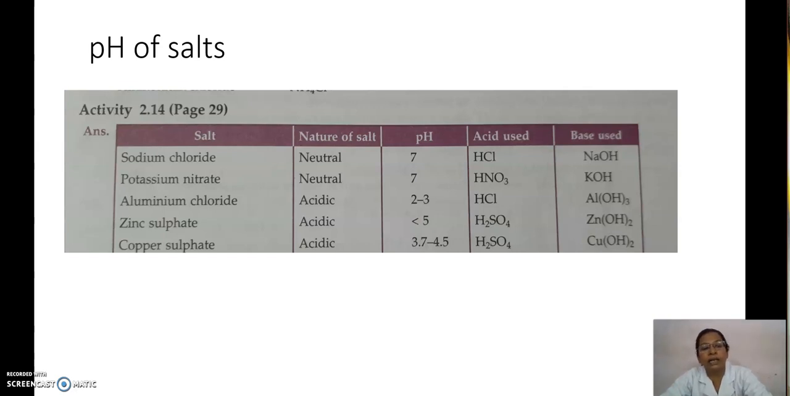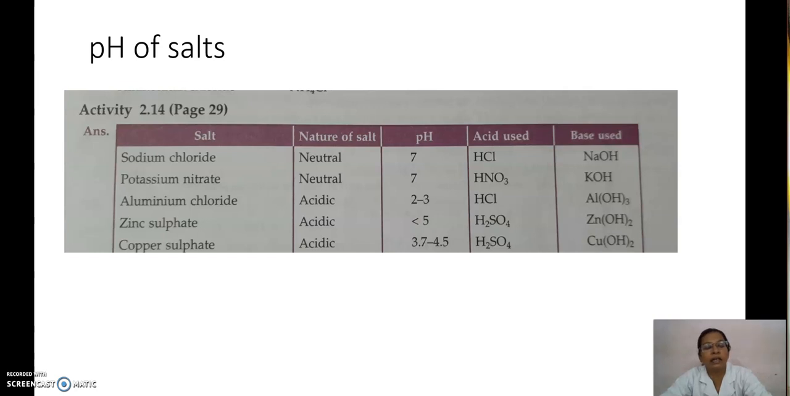Then next, potassium nitrate. Here we are checking the pH paper. You can see that it is also neutral with pH value 7. So here the acid is nitric acid and the base used is potassium hydroxide. Here also acid and base both are very strong. Strong acid and strong base.